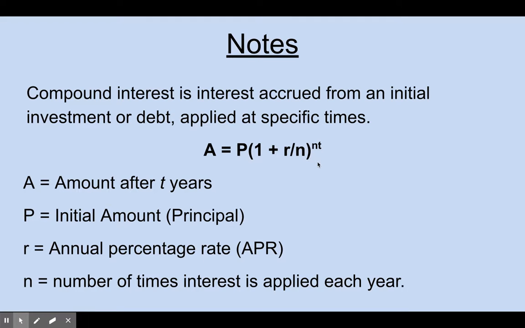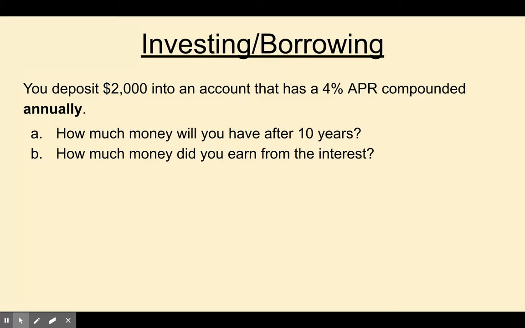For this, it's pretty much just going to be practice. You're just using this formula. That's all we're going to do. So let's say you deposit $2,000 into an account that has a 4% annual percentage rate. So it's 4% every year, and it's compounded annually, so you're only going to get interest once a year. How much money will you have after 10 years? And then how much money did you earn from interest?